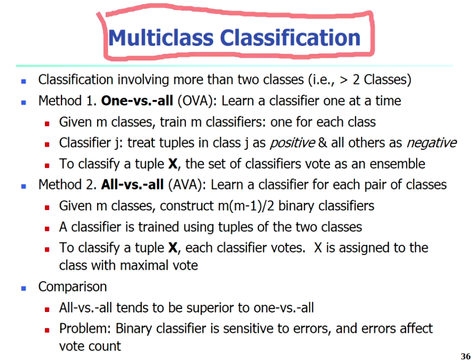Let's move now to additional topics regarding classification. The first one is multi-class classification. So what's the meaning of multi-class classification? Multi-class classification means classification involving more than two classes. That means in the class attribute, we can find more than two possibilities.